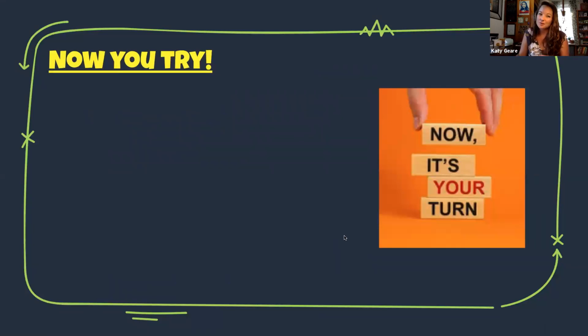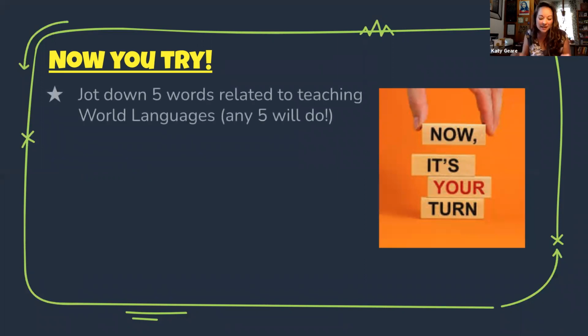So what we're going to do is have you try it, but this is the ultra low prep version because I didn't do anything. Isn't that great? Somewhere, anywhere, it doesn't matter to me, you could even put it into a note on your phone or an empty text message, just jot down 5 words or phrases related to teaching world languages. It could be anything. It could be interpersonal, it could be ACTFL, it could be the language itself. Any 5 words, it doesn't really matter.